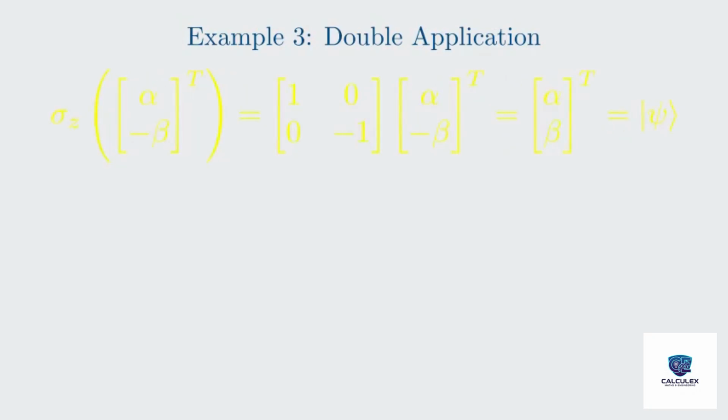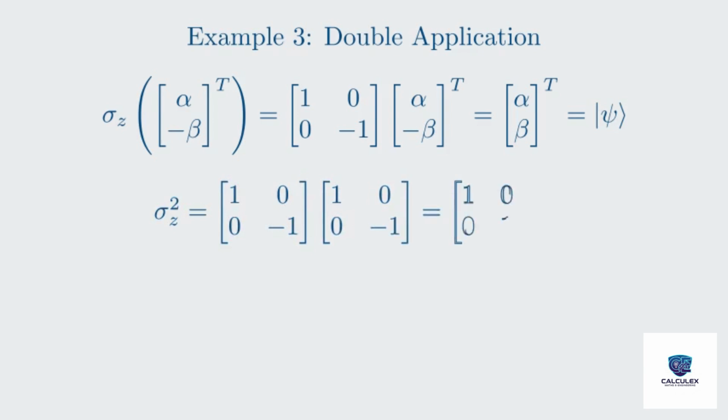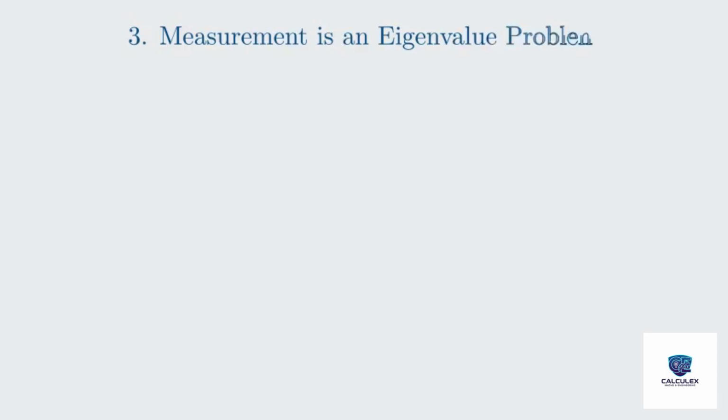This behavior is a property of the specific observable. Sigma z squared is the identity matrix. Physics is all about these matrix relationships. We've established that states are vectors and observables are matrices.